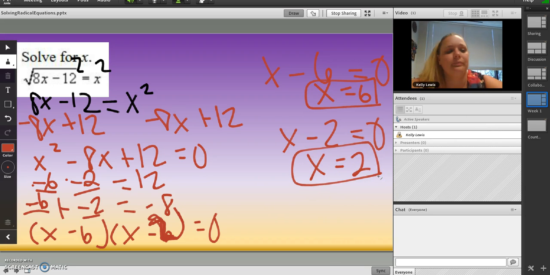Let's check it. 8 times 6 is 48. 48 minus 12, 36. Square root of 36 is 6. So that works. 2. 8 times 2 is 16. 16 minus 12 is 4. Square root of 4 is 2. Check.